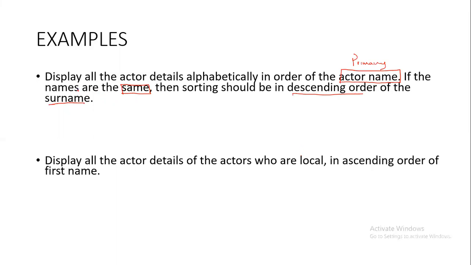And then if the name has duplicates, if we have 2 records with the same name, then we are going to sort on the surname, which now becomes your secondary field on which we are sorting. In the first case, alphabetically, the assumption is it's going to be A to Z. So A to Z means ascending order. And then for the secondary key, it should be in descending order.